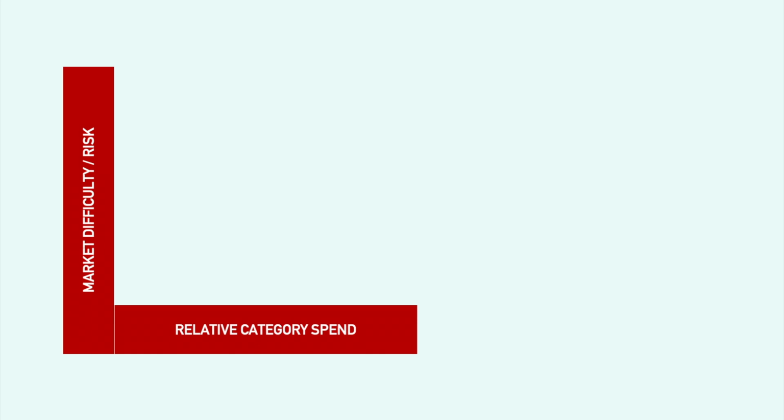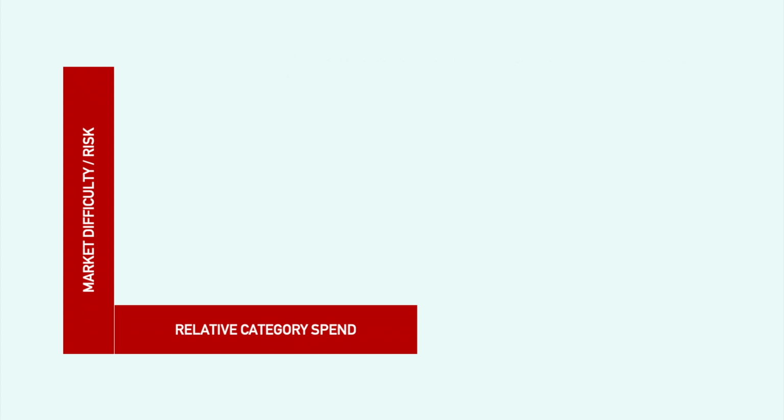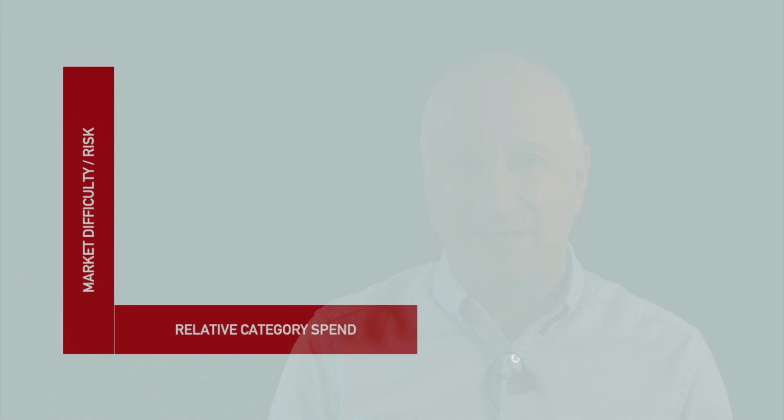Typically, difficult supply markets are often associated with monopoly or limited supplier choice, with bespoke product or service specifications also potentially leading to high levels of difficulty. Supply markets of low difficulty are usually characterized by the buyer having the choice of many competing suppliers, helped also by generic product specifications. The relationship between spend and risk or difficulty enables the CPO to position the category within the relevant quadrant on the matrix.